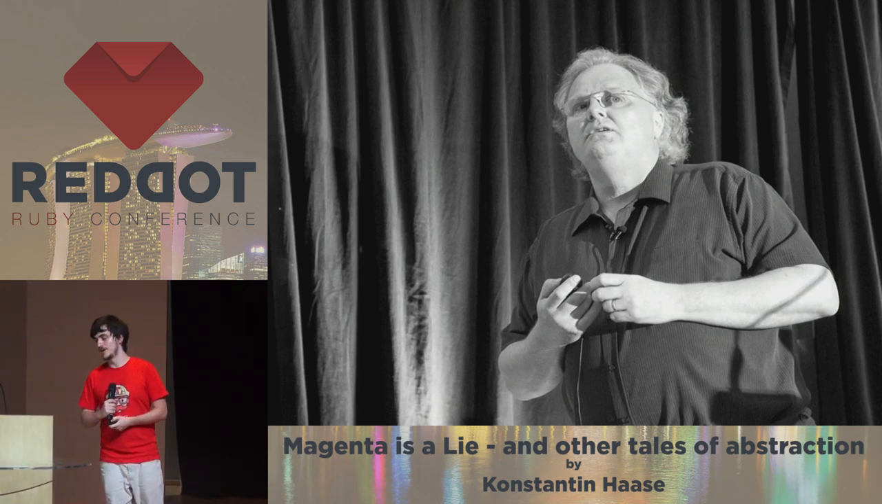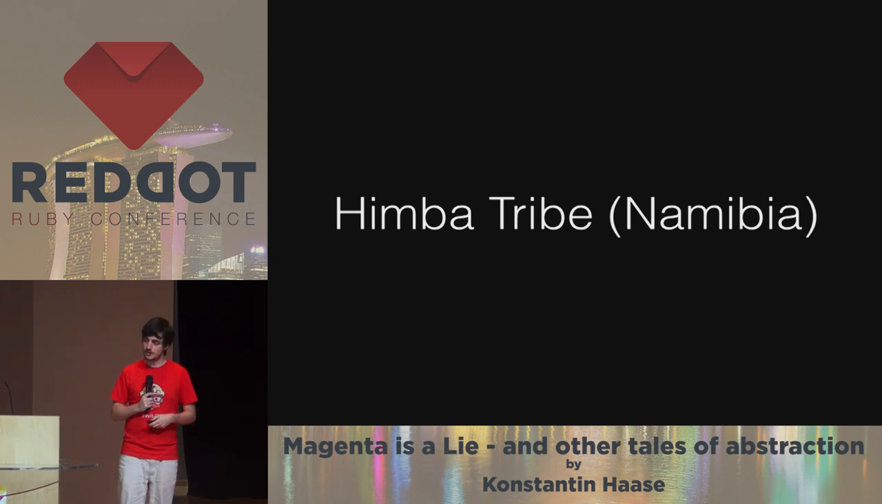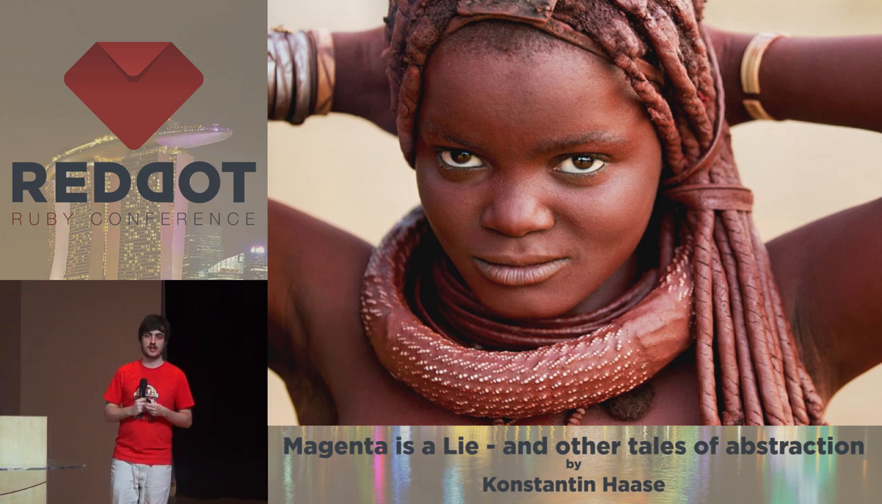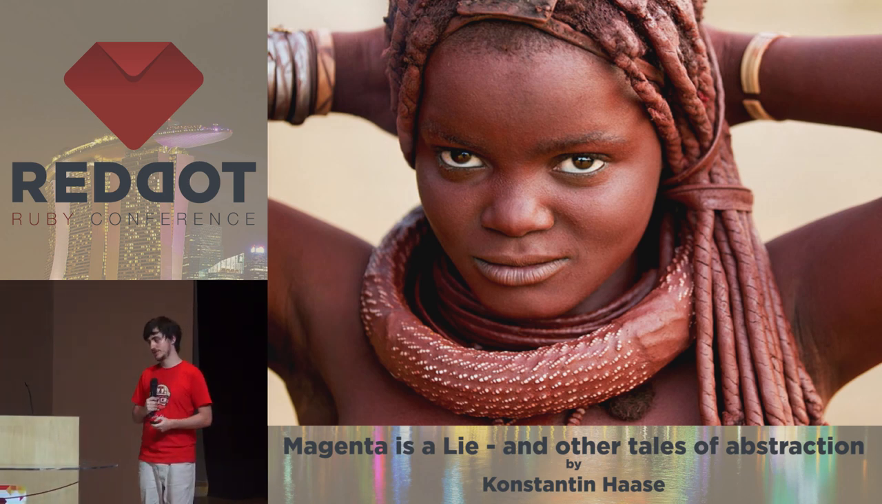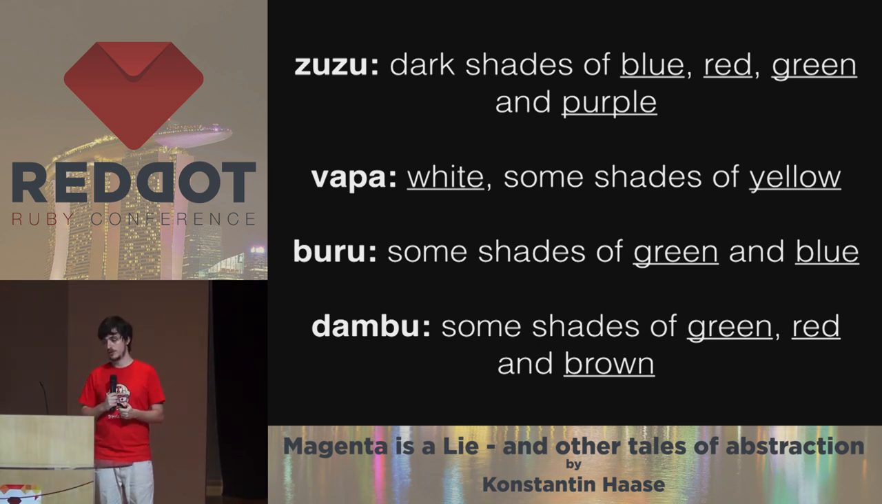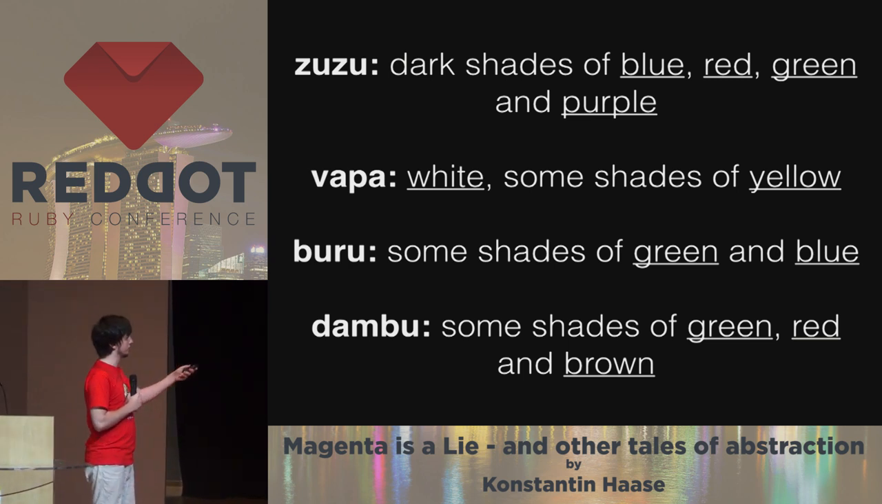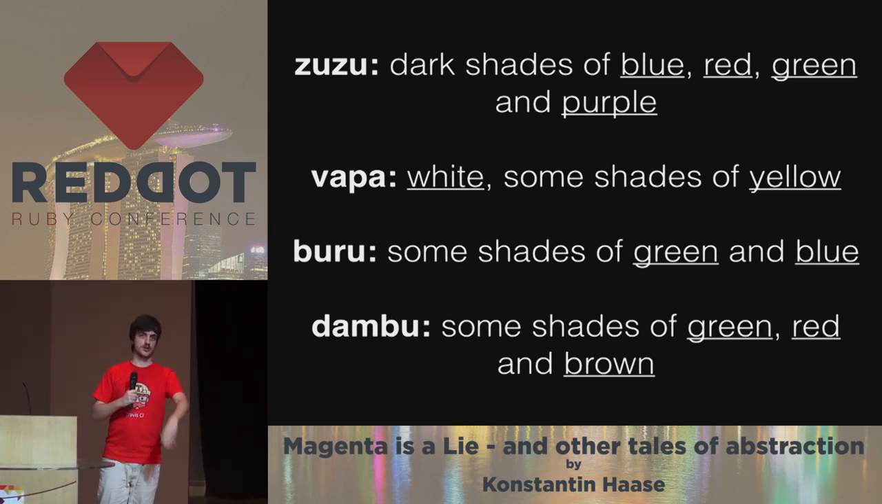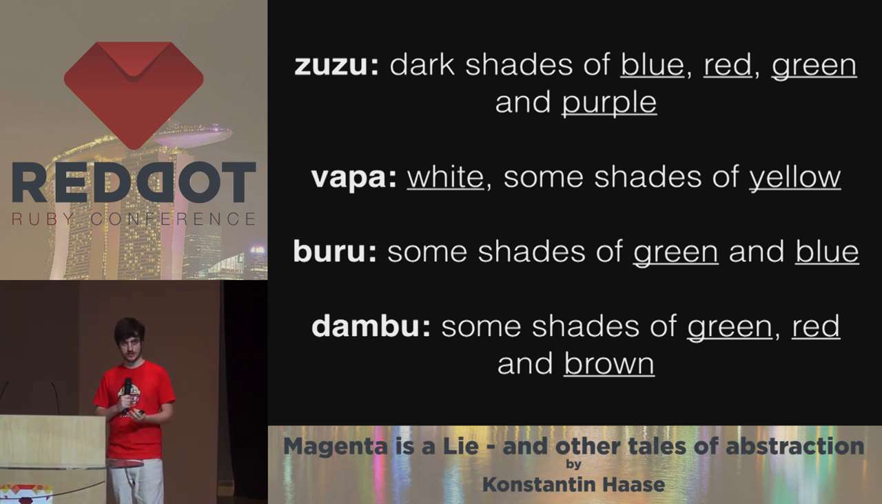He had a section in there about the Himba tribe from Namibia. They're well known for putting clay in their hair and for having a different concept of colors. So the Himba only know 4 different colors. And the interesting thing is they draw the lines between colors at different points than where we do it. So dark blue, red, green, and purple for them are the same color. And some shades of green and blue are a different color, and so on. Their color words are actually translated as black and white, and they say things like, the sky is black, the water is white. So they do not have as fine-grained a color concept as we have, and it actually differs from our concept.